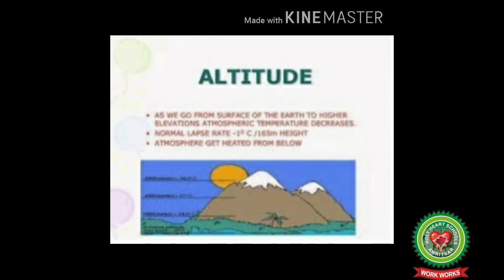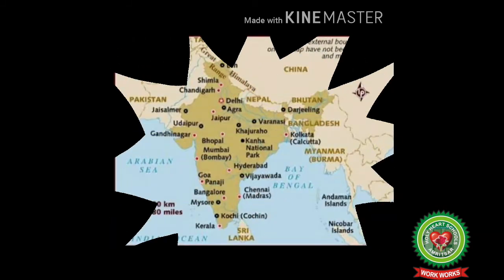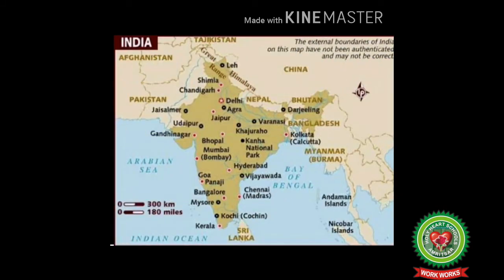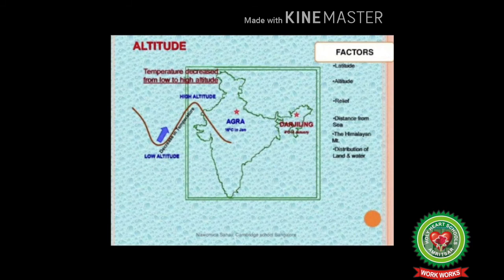Altitude means height above the mean sea level. The temperature decreases by 1 degree Celsius with every 165-meter increase in altitude. That is why mountains are cooler than plains. Hill stations in the Deccan Plateau like Ooty remain cool despite being closer to the equator. Agra and Darjeeling are on the same latitude, but Darjeeling is at a high altitude, so the temperature of Darjeeling is cooler as compared to Agra.